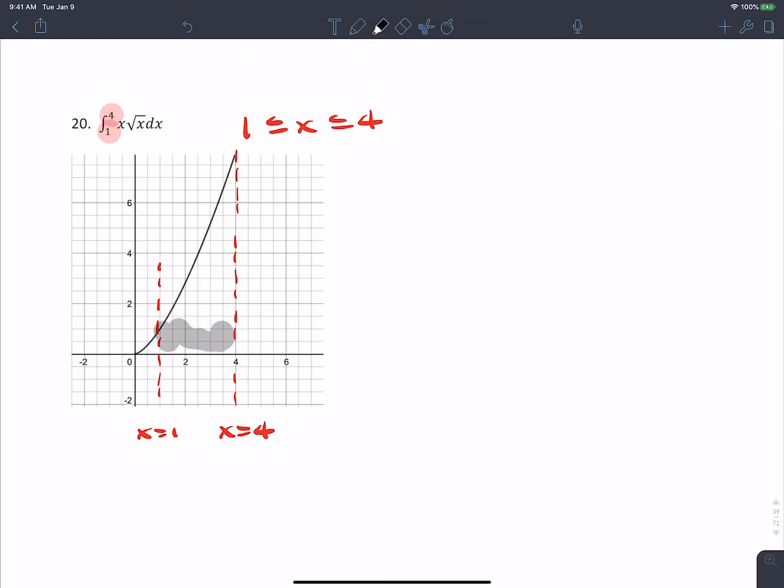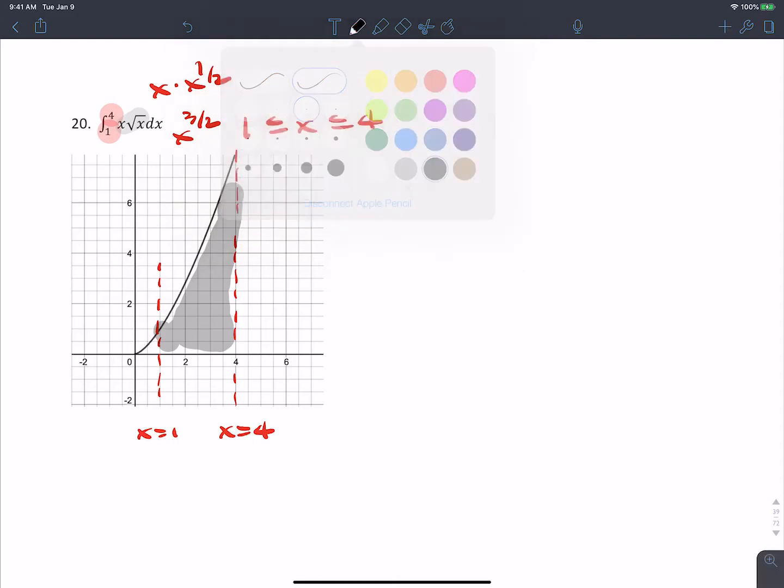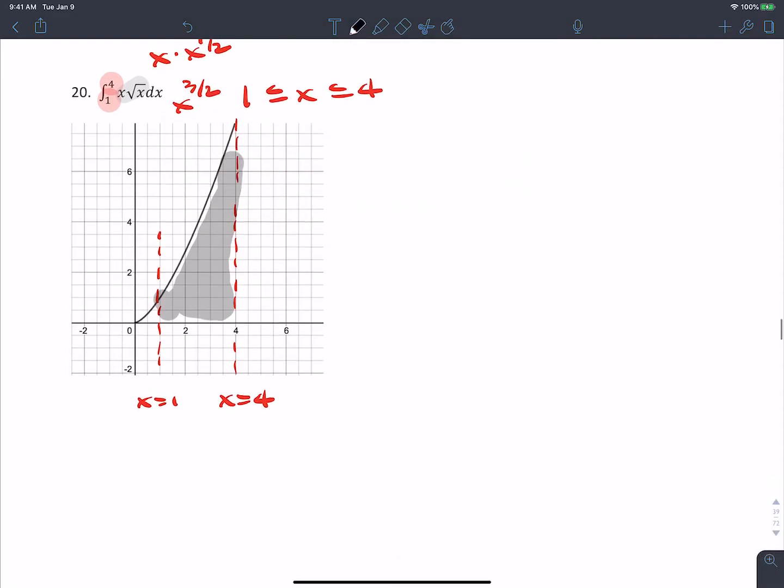So again, area under this curve. Again, that area is going to be positive. But what do you guys notice about this portion? What's x times x to the 1/2? Do you guys know what that is? Isn't that x to the what? 3/2. Okay, you need to know that because you have to find the antiderivative of that, right?